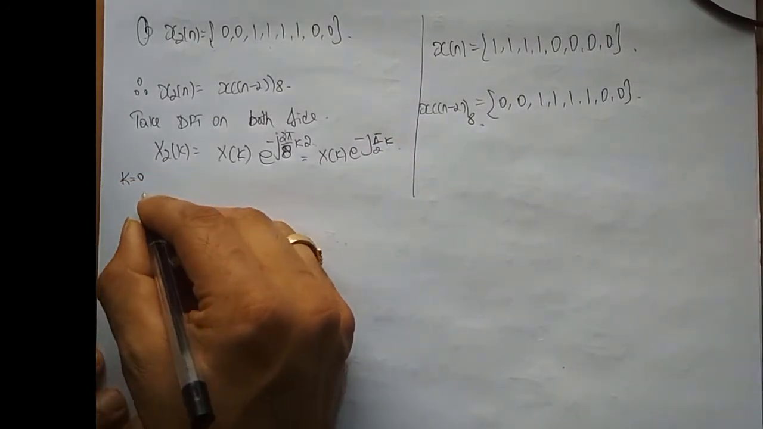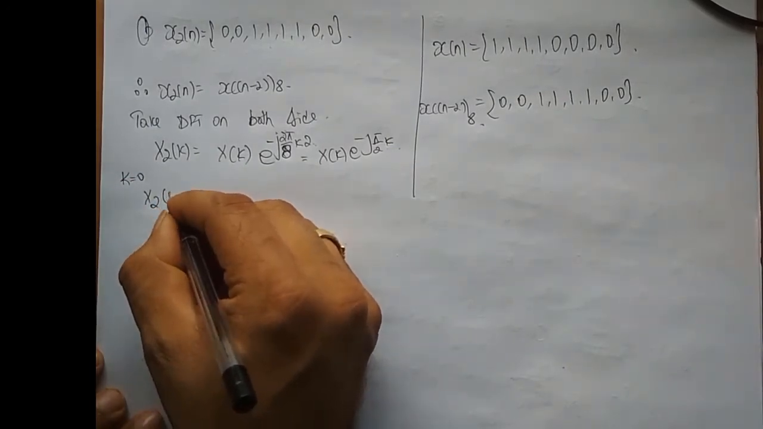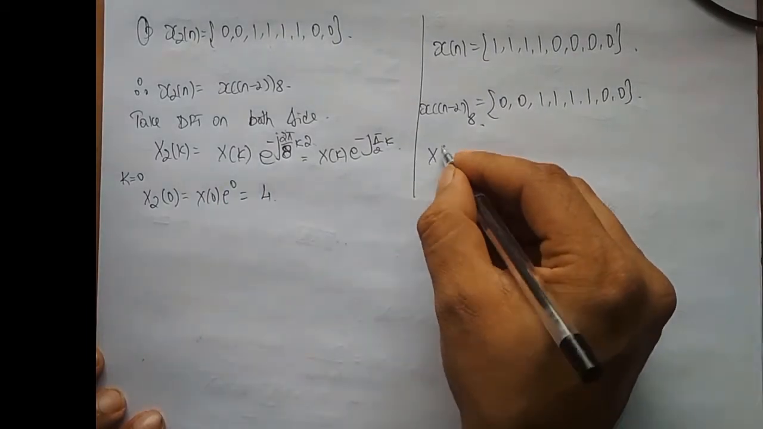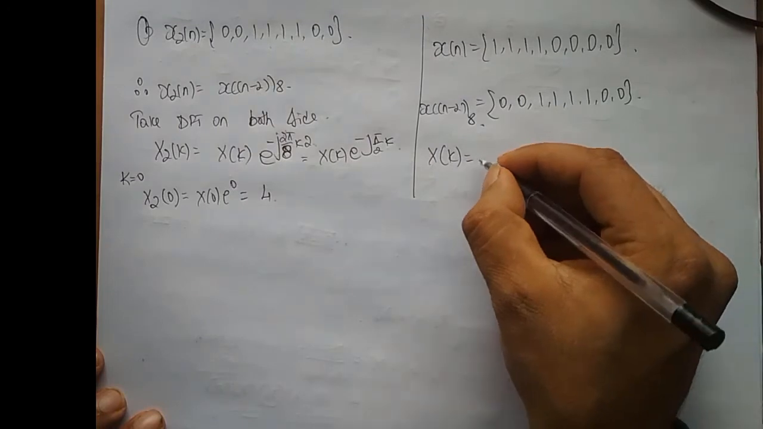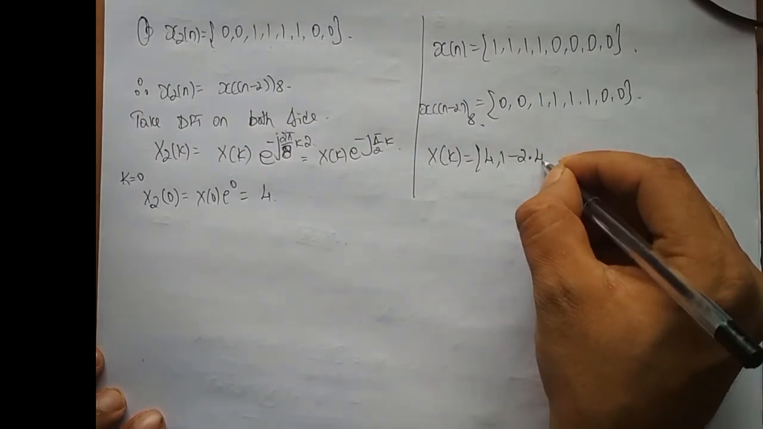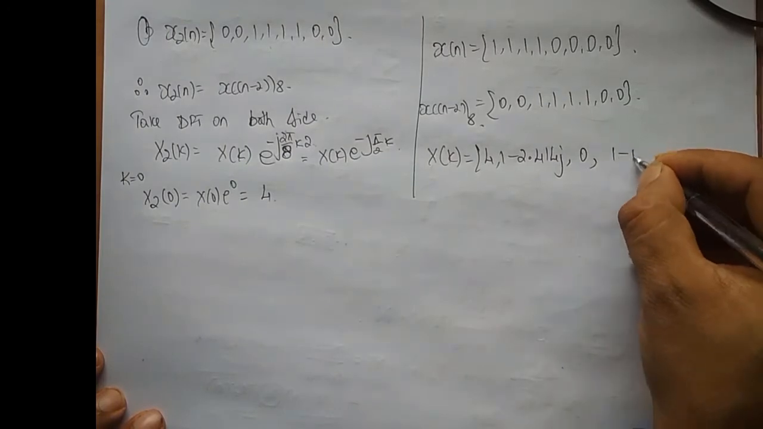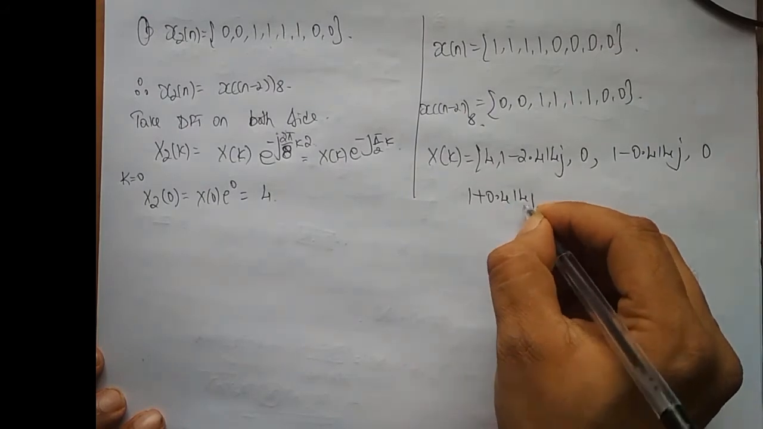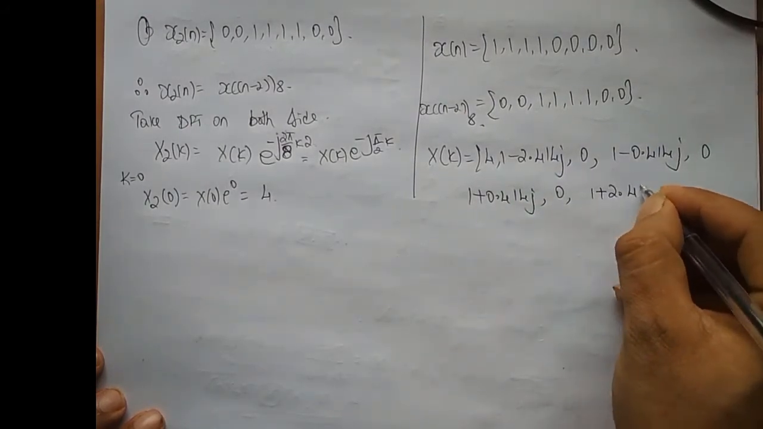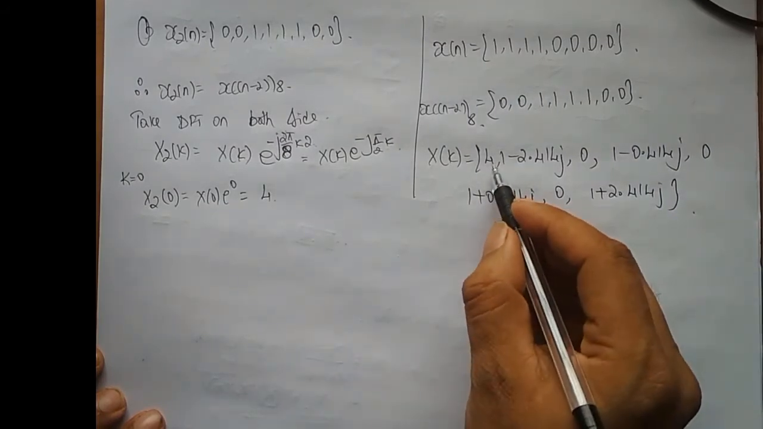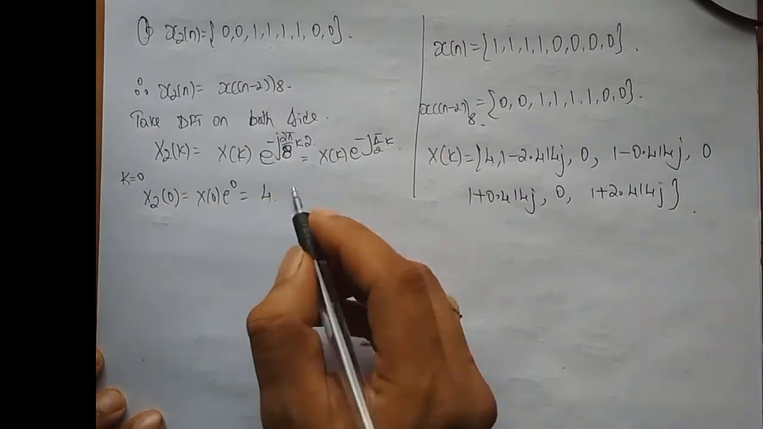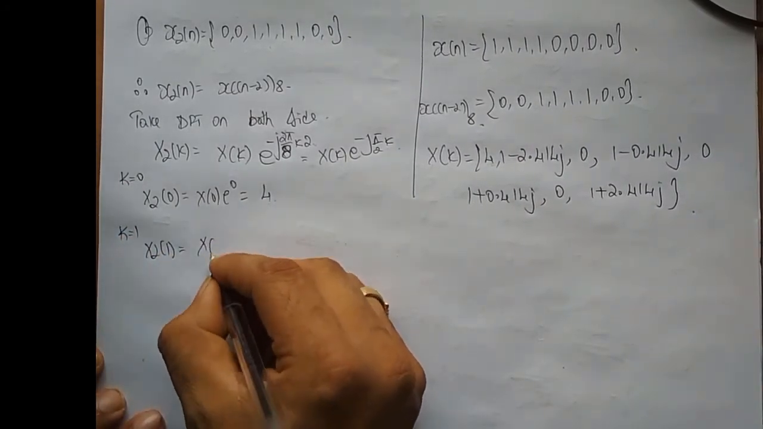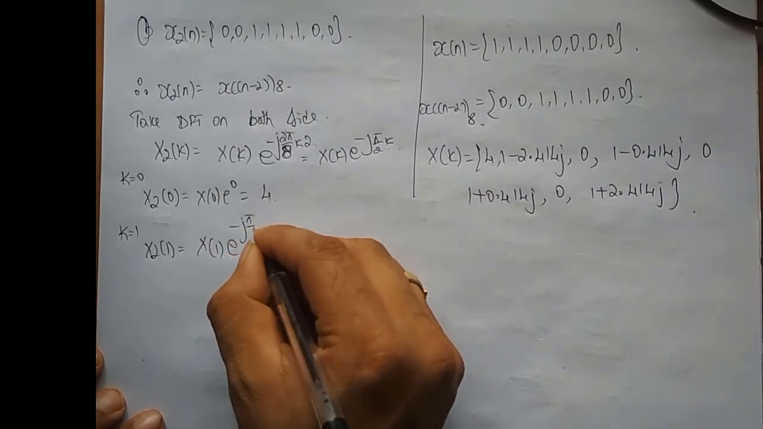Now k is equal to 0. What do I have? X2 of 0, which is equal to x of 0 into e power 0, which is equal to 4, right? So what is x of k? Let me copy that x of k again. X of k is 4, 1 minus 2.414j, 0, 1 minus 0.414j, 0, 1 plus 0.414j, 0, 1 plus 2.414j. This was x of k. X of 0 is 4, so 4 times 1 is equal to 4. So k is equal to 1. X2 of 1 is what? X of 1 into e power minus j pi by 2 into 1.